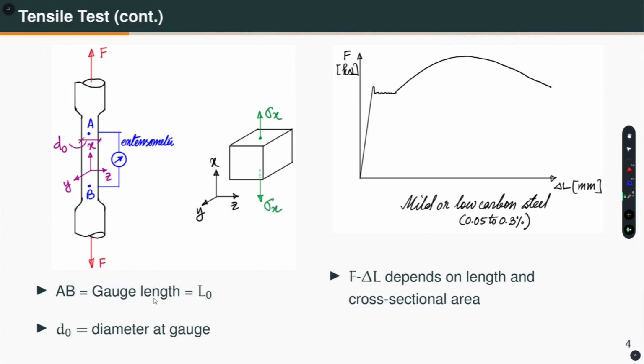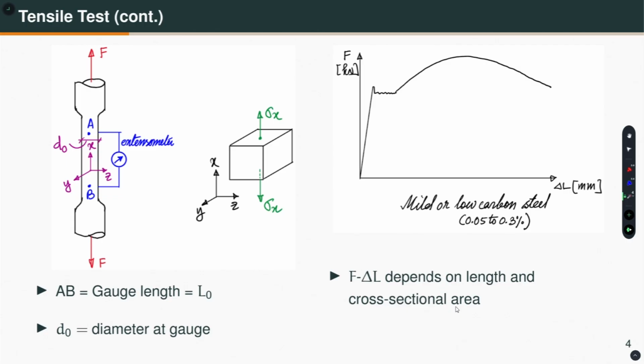If I pull the specimen, which is let us say mild steel, then you can measure the force. There will be a load cell which will measure the force in the specimen, and using the extensometer we will measure the deformation over the gauge length. If I plot the force versus deformation, I can get a curve like that. Let us say this is for mild or low carbon steel, where the carbon content is typically 0.05 to 0.3%. Now, as you can understand, this force versus deformation relationship depends on the length and the cross sectional area of the specimen. If you change it, this will change.